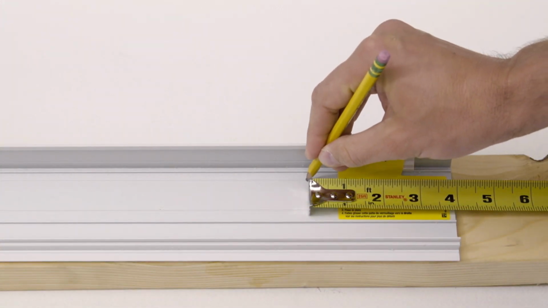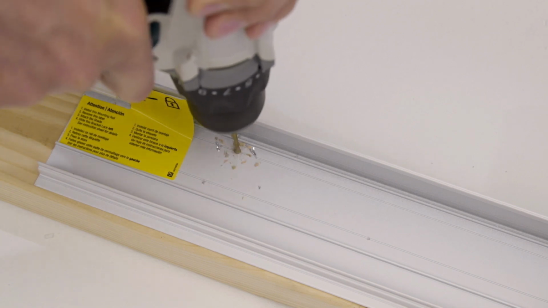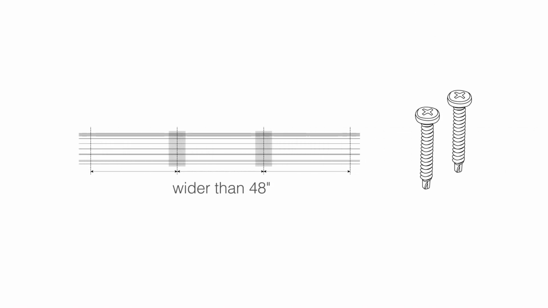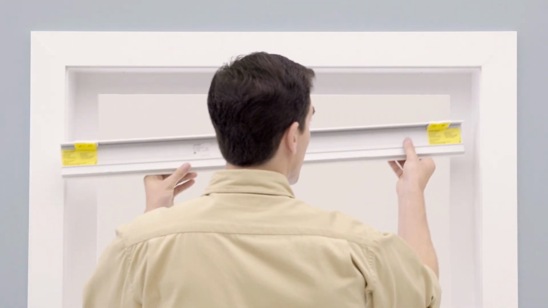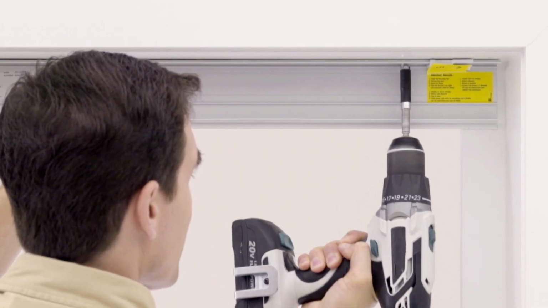Use a pencil to mark screw locations on the mounting rail, then pre-drill the holes for the screws. Please note, shades wider than 48 inches will need 2 additional screws equally spaced across the mounting rail. Install the mounting rail on the wall, inside the window frame, or on the window frame using the provided screws.